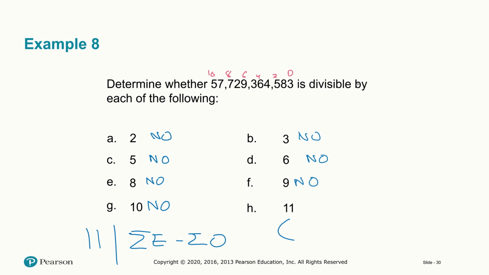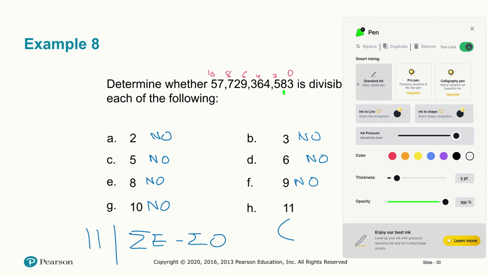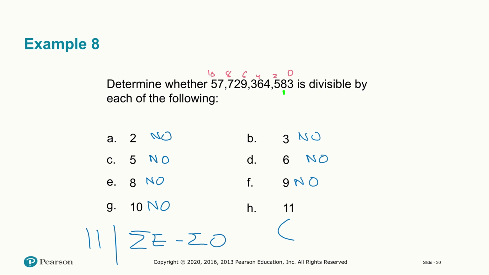Now, in green, below the odd powers. 8 is the 10 to the 1 term. 4 is going to be the 10 to the 3 term. 3 is going to be the 10 to the 5 term. 2 is going to be the 10 to the 7 term. And 7 is going to be the 10 to the 9 term, right?